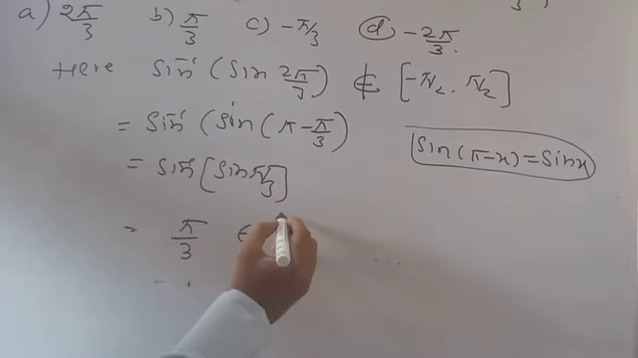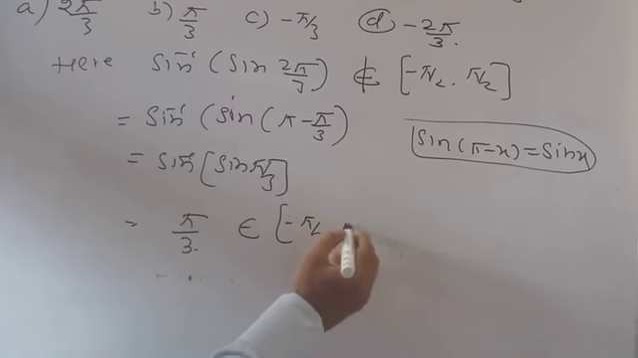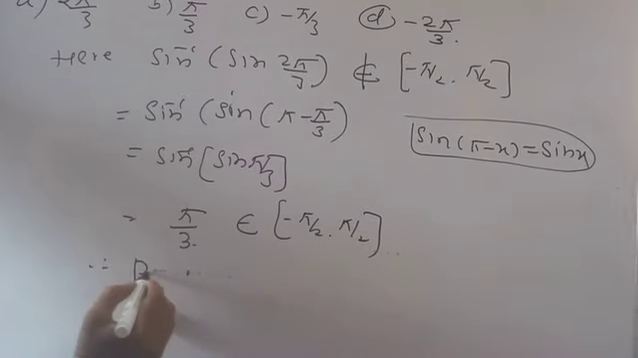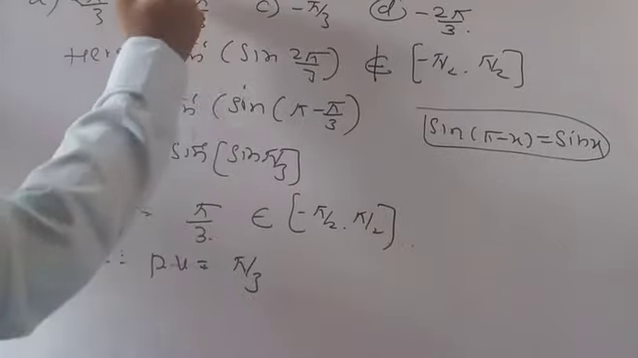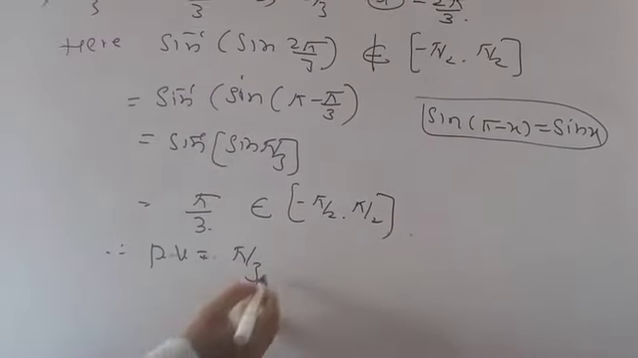Pi by 3 belongs to the closed interval of minus pi by 2 to pi by 2. Therefore, the principal value of sine inverse of sine 2 pi by 3 is pi by 3. The given option B is the correct answer for this.